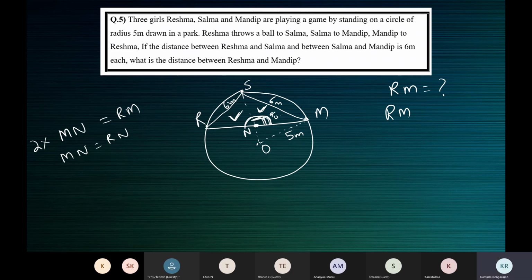So we have to prove that this angle is 90 degrees and also prove that RN is equal to MN. These two results can be achieved by proving that triangle RSN is congruent to triangle MSN.